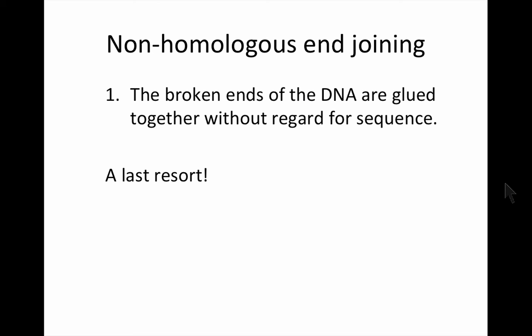So non-homologous end joining repairs double-stranded breaks by taking the broken ends of the DNA and gluing them together without regard for sequence. So some genetic information can be lost.